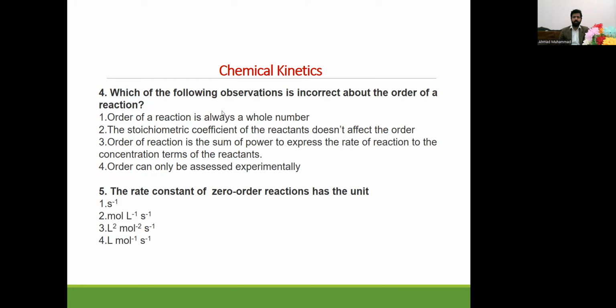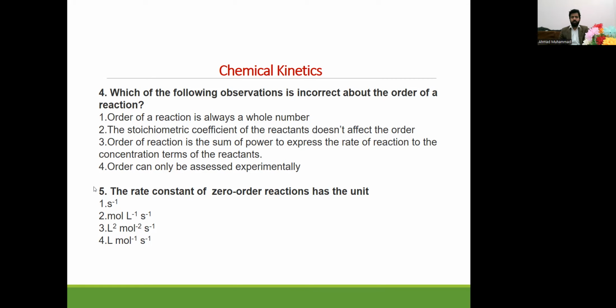Which of the following observations is incorrect about the order of reaction? First, order of reaction is always a whole number. Second, the stoichiometric coefficient of the reactant does not affect the order. Third, the order of reaction is the sum of powers to which the concentration terms of the reactants are raised in the rate expression. Fourth, order can only be assessed experimentally. So the right option is the first option: order of reaction is always a whole number.